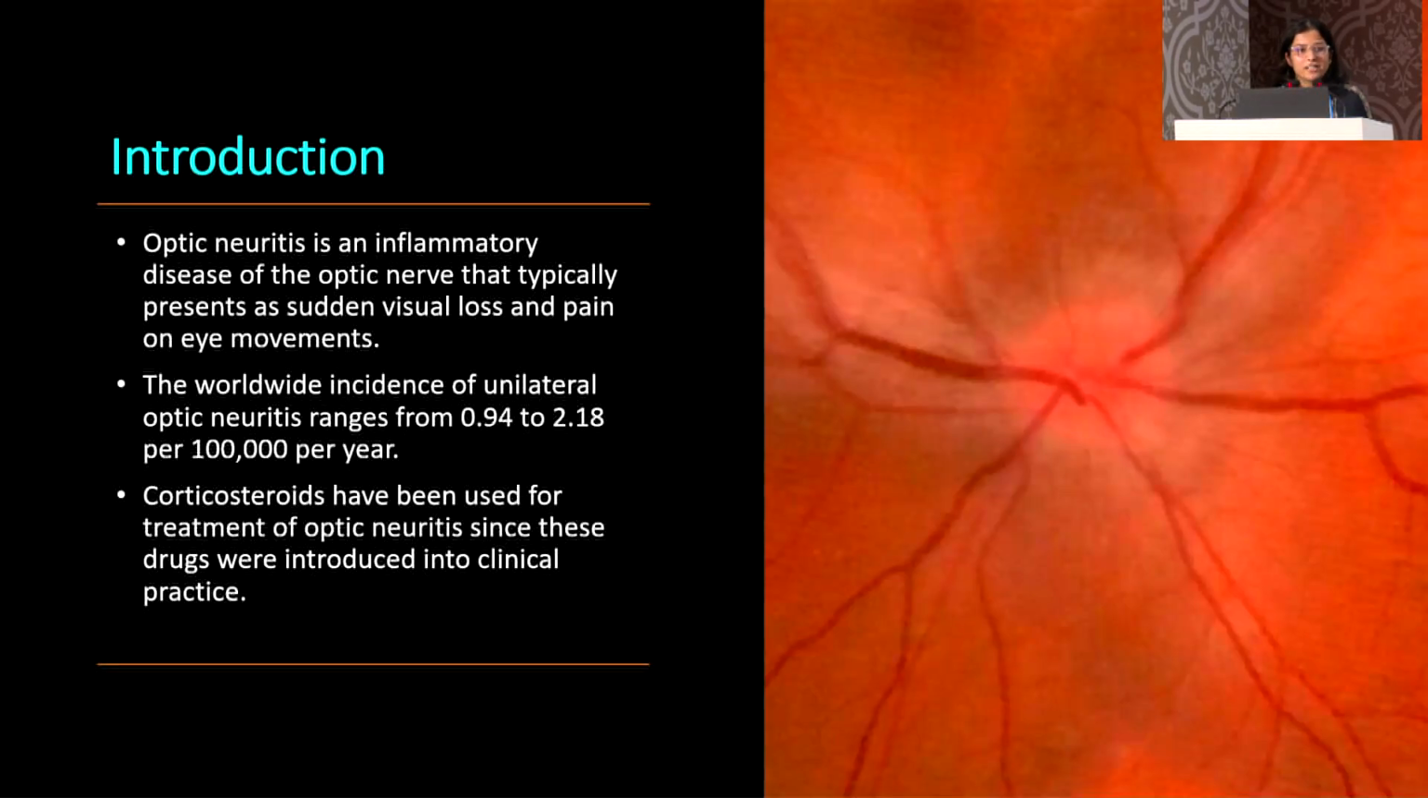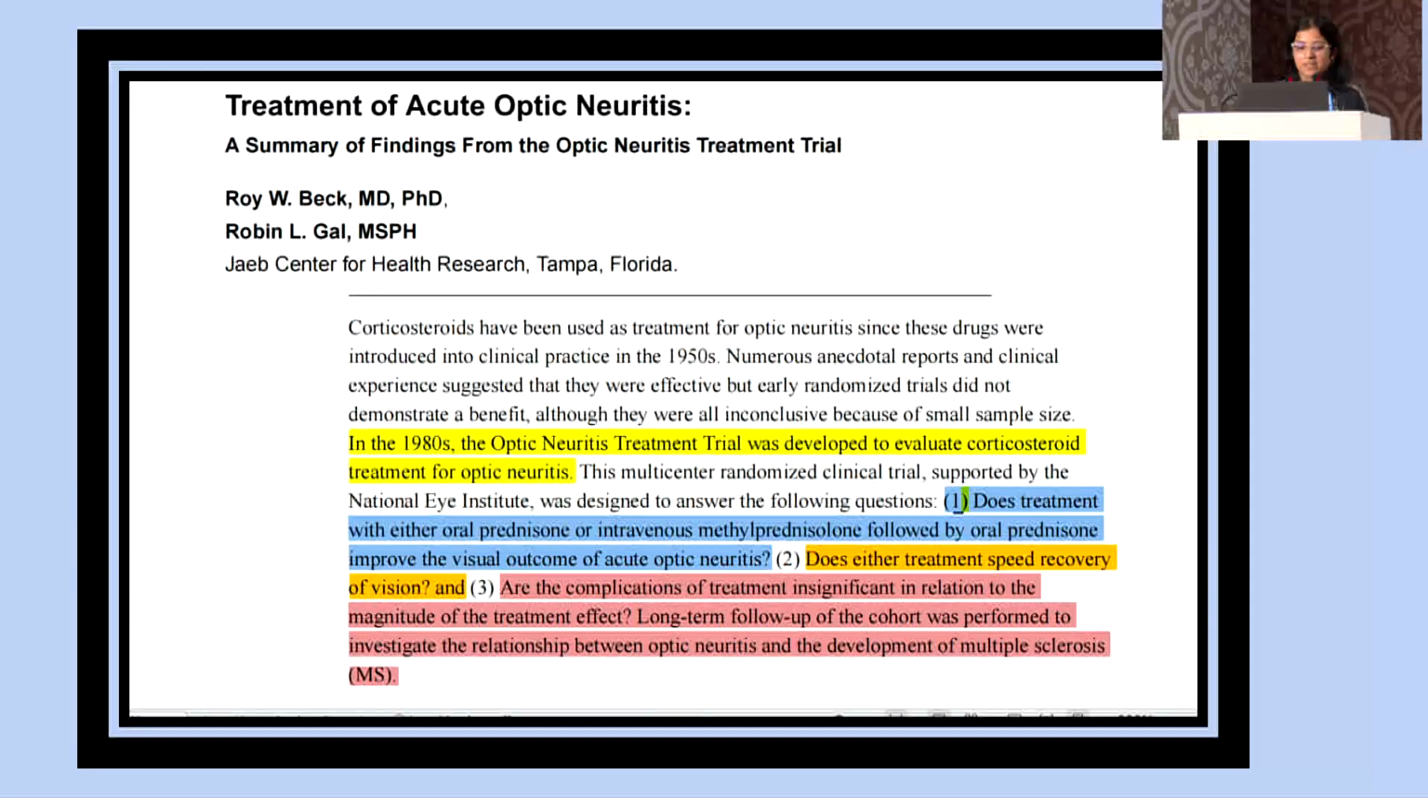While we all know that optic neuritis is an inflammatory disease of the optic nerve that typically presents as sudden visual loss and pain on eye movements, the worldwide incidence of unilateral optic neuritis ranges from 0.94 to 2.18 per 1 lakh population per year. And corticosteroids have been used for the treatment of optic neuritis since these drugs were introduced into clinical practice.